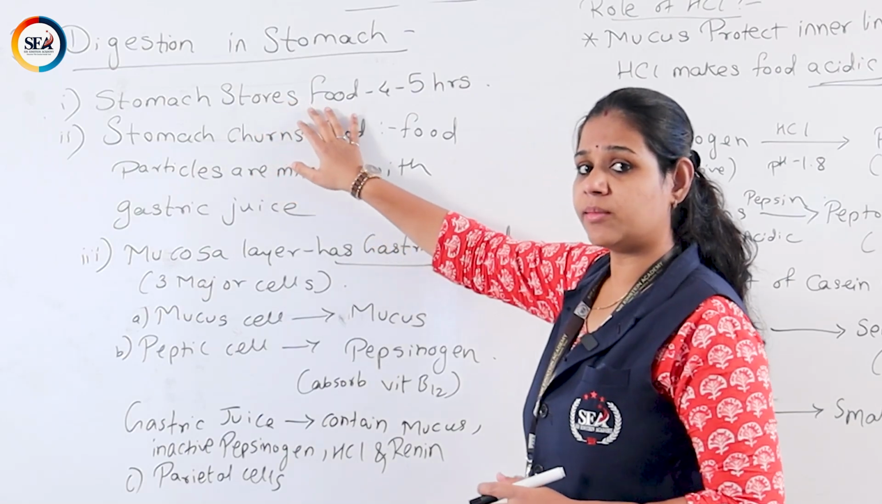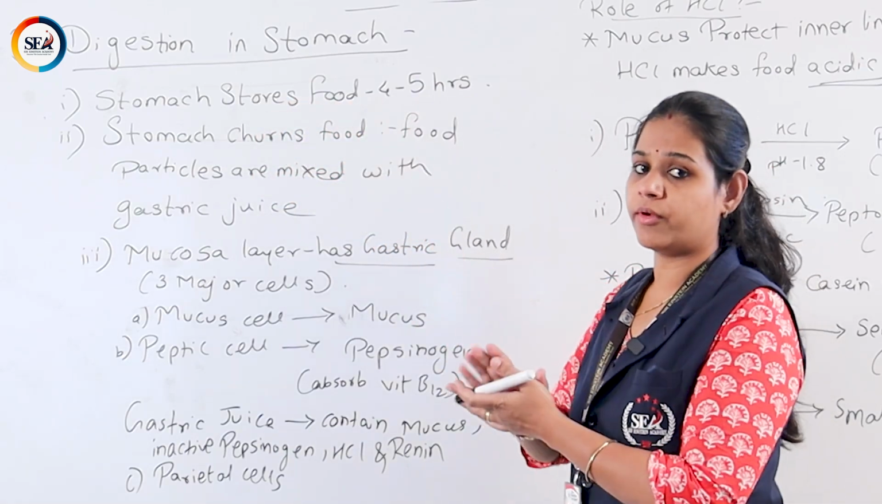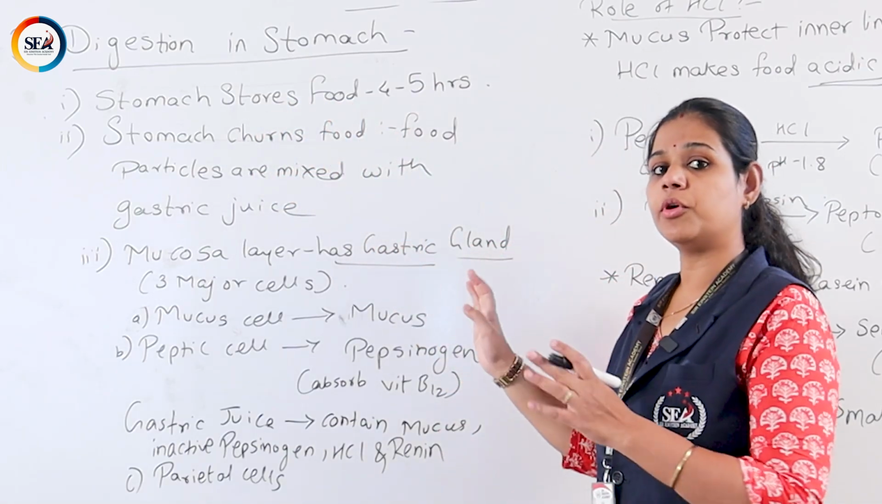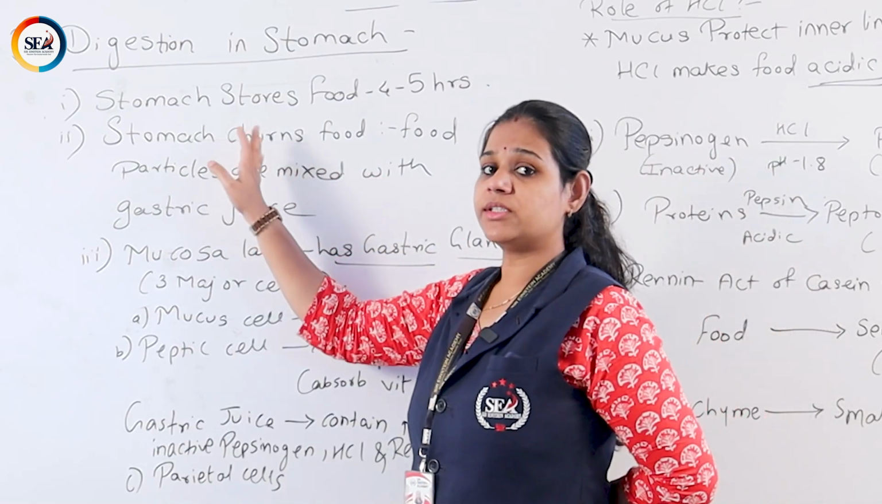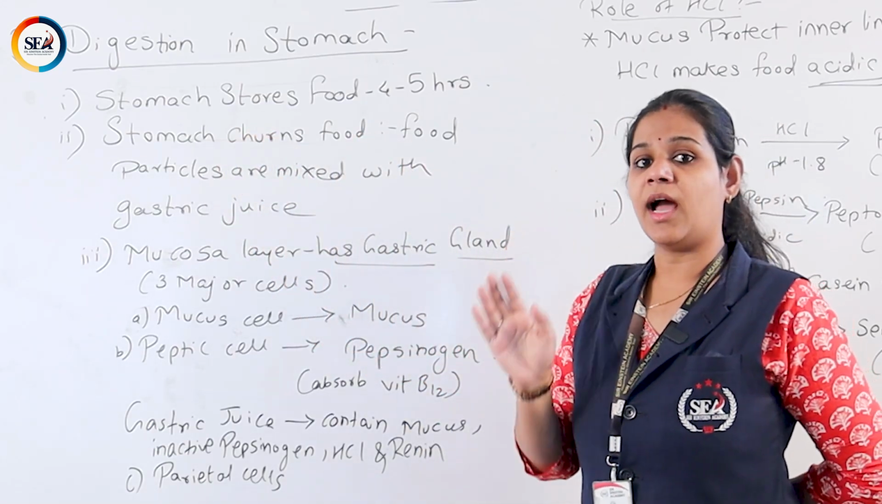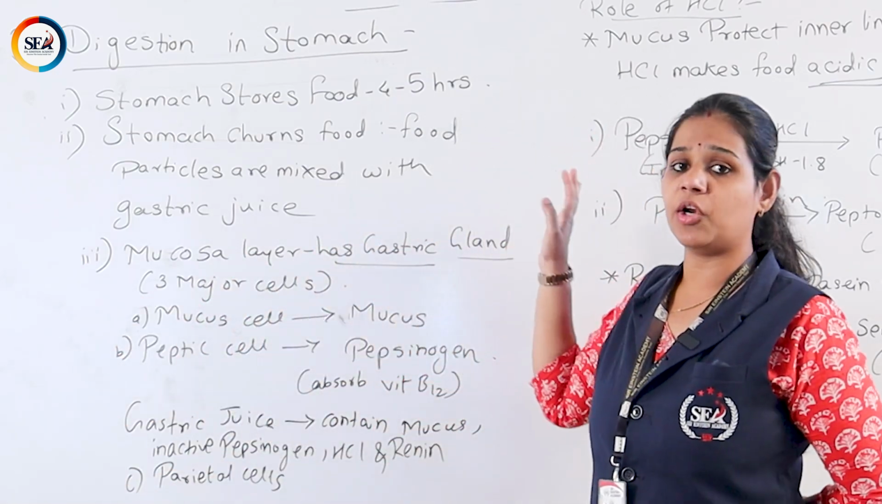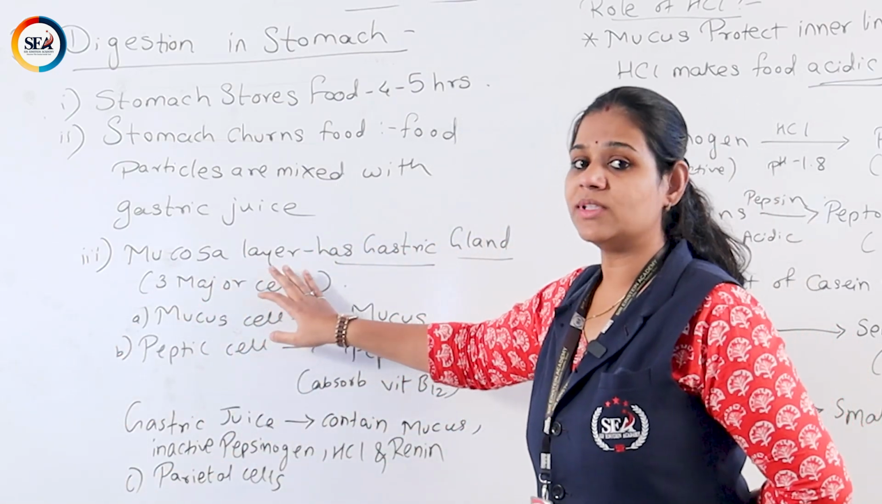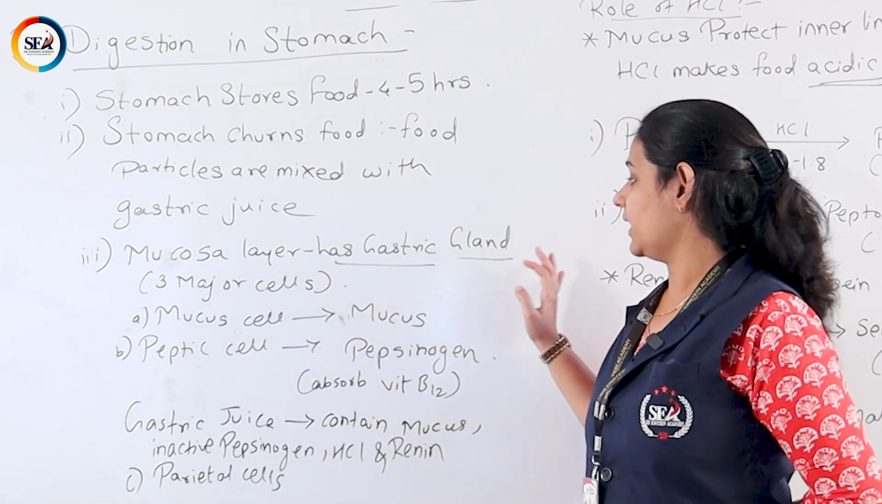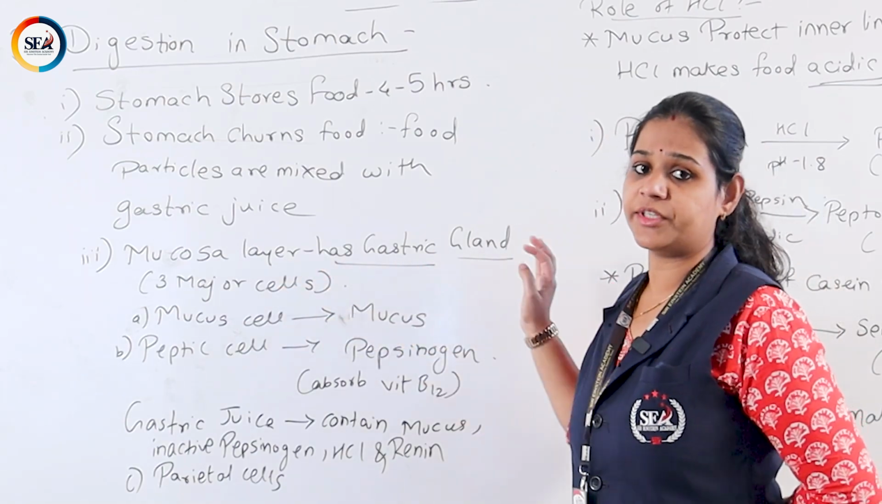In the stomach, the stomach works as a storage organ for food, that is, it stores food for nearly 4 to 5 hours. Second, the stomach churns the food, that is, food particles are converted into smaller particles, and here the gastric juice is mixed along with the food. The mucosa layer has the gastric wall, that is gastric glands, which secrete the gastric juice.